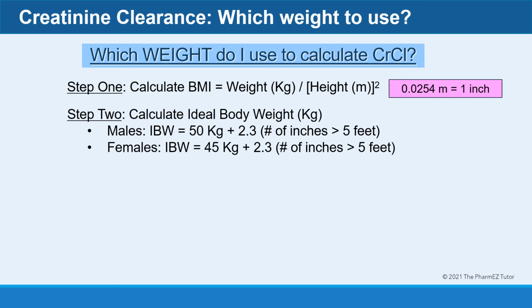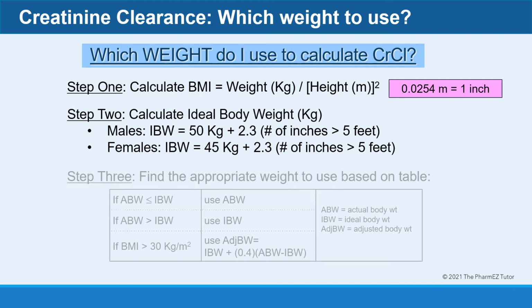Step 2 is to calculate the ideal body weight. For males, we take 2.3 times the number of inches greater than 5 feet in height, and we add it to 50 kilograms. For females, we do the same thing, but we add it to 45 kilograms instead of 50.